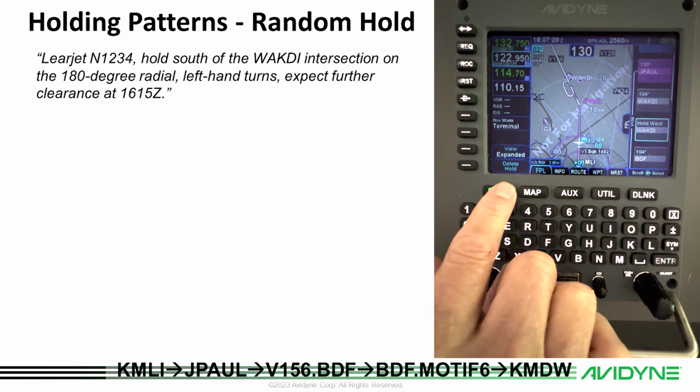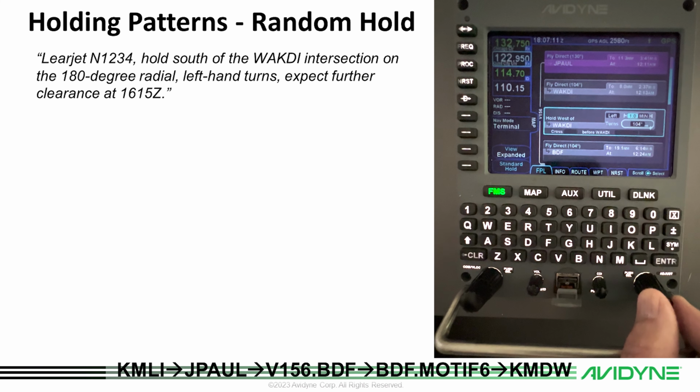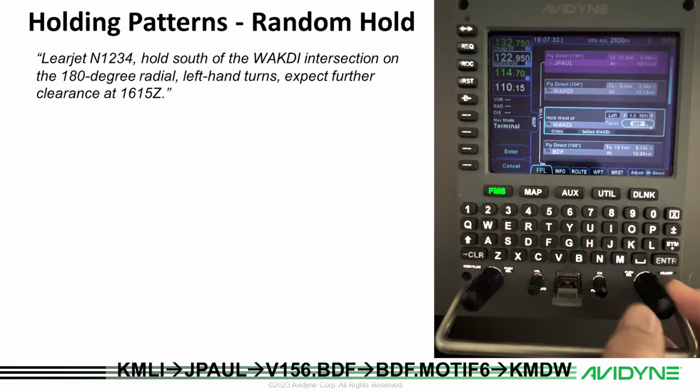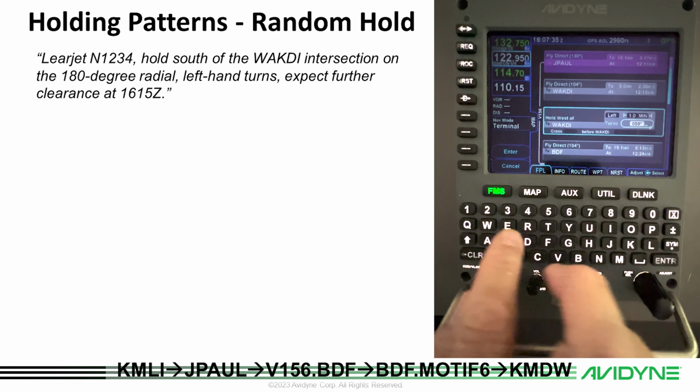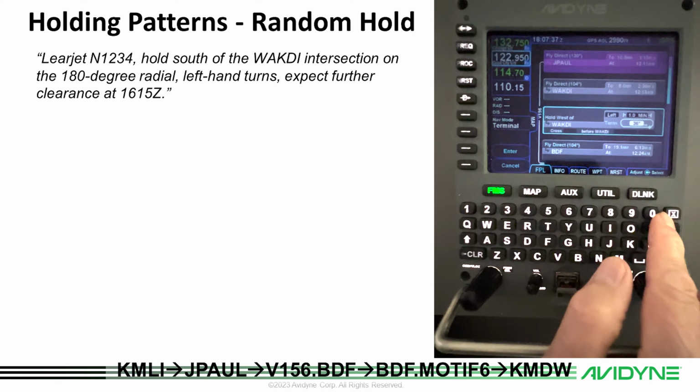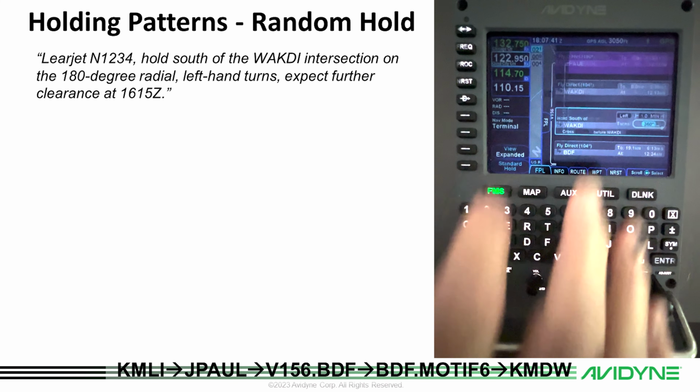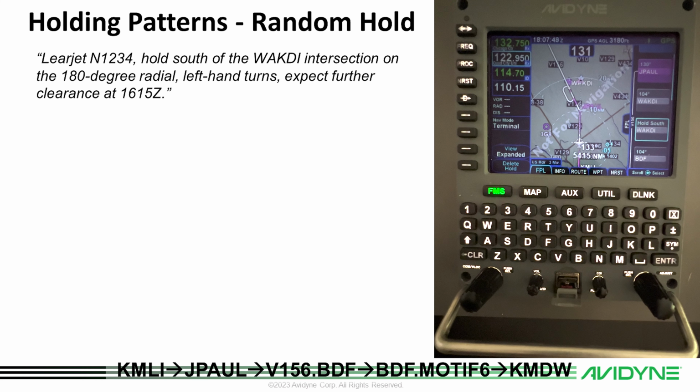Now let's finish editing the hold. Our holding clearance said to hold on the 180-degree radial. Since the hold waypoint shows inbound course, we need to enter the reciprocal, or 360 degrees. So I highlight the field by pressing the FMS button. I can either dial in the course or type it on the keyboard. Then push the FMS knob or enter to confirm. When I switch back to the map plus flight plan page, I can see the hold update to the new holding pattern on the 180-degree radial.